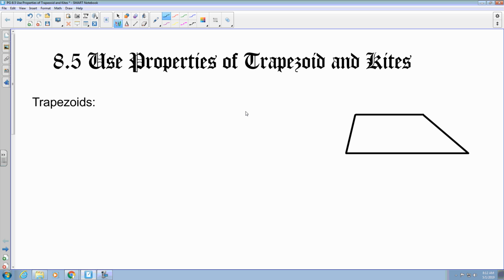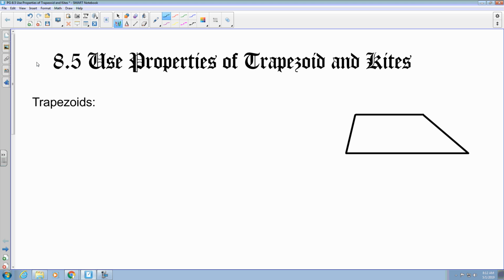All right, we're in section 8.5 where we are going to use the properties of trapezoids and kites. So if you look at the shape to my right, it's a trapezoid.